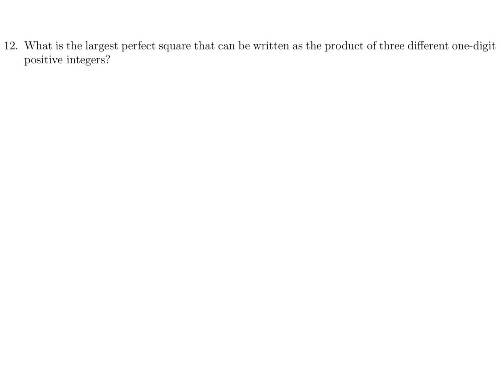What is the largest perfect square that can be written as the product of 3 different one-digit positive integers? Okay, so we have a perfect square that's the product. Okay, so we got to multiply 3 of these one-digit numbers. All right, largest. Okay, that's the key thing there.